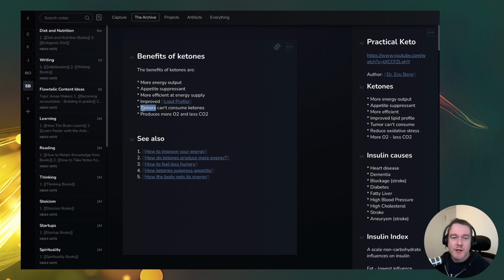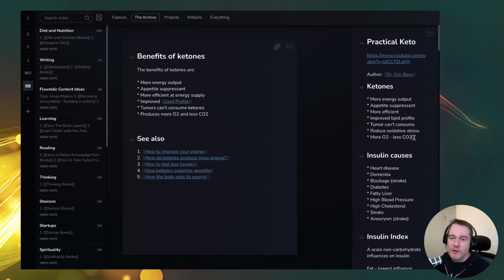And then tumors can't consume ketones. I'm probably going to reserve that kind of tumors, cancer, all of that, once I'm going down that line of thread in my research. I don't feel it's something I want to dive too heavily into at the moment. And produces more O2 and less CO2. Again, I'm not so interested in that specifically, but when I get more research, I'll be linking to ketones as a result of that. But you get the idea.